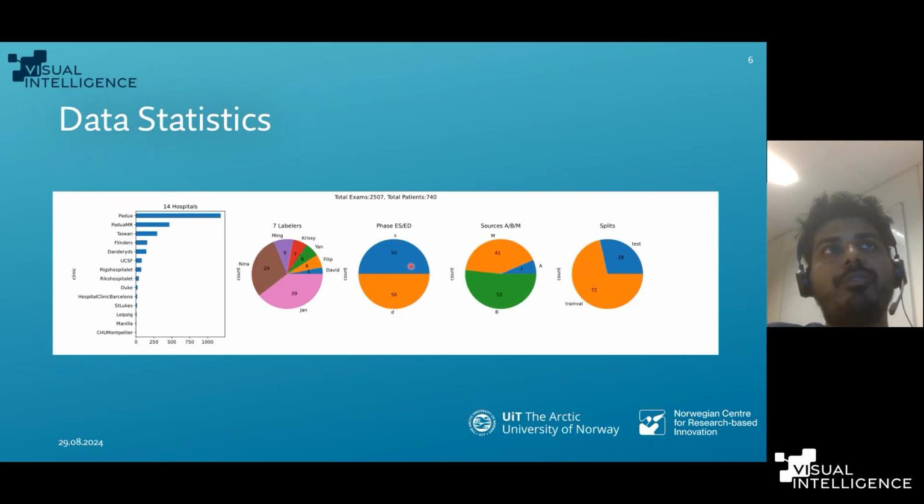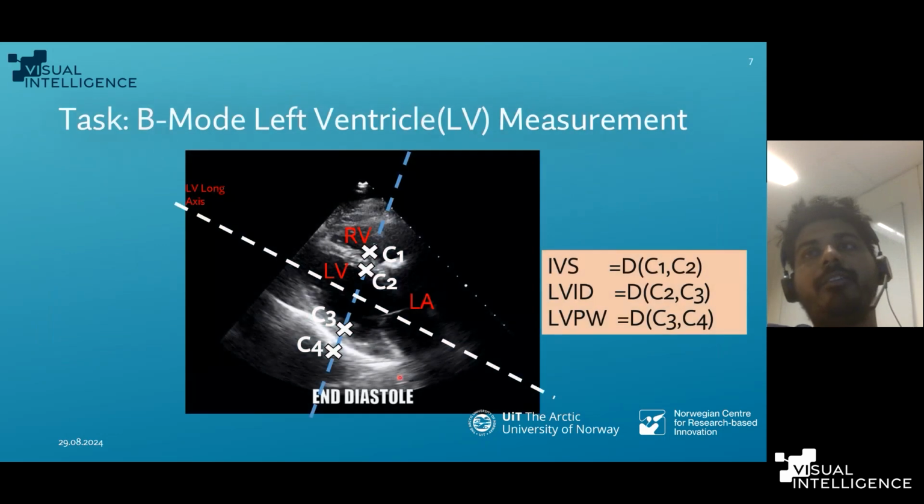The data that I work with is a private data set provided by GE Healthcare, and it's a very broad data set where the images are collected from different hospitals across Europe and outside, like Taiwan also. That data is labeled by different labelers and for different phases also, like ES and ED. So let's see a little bit about what this data is.